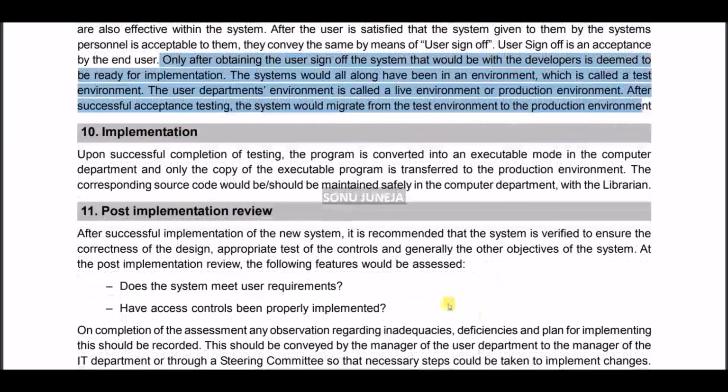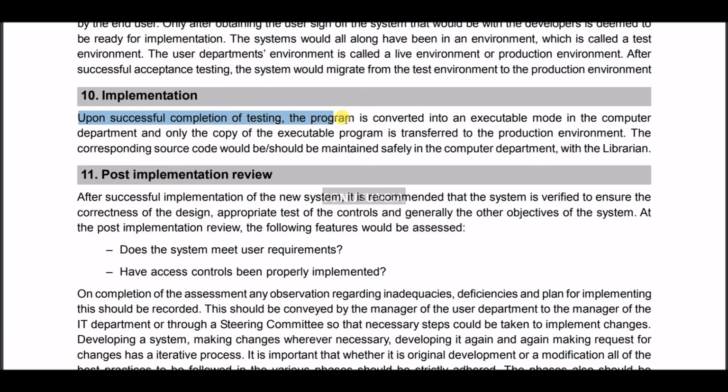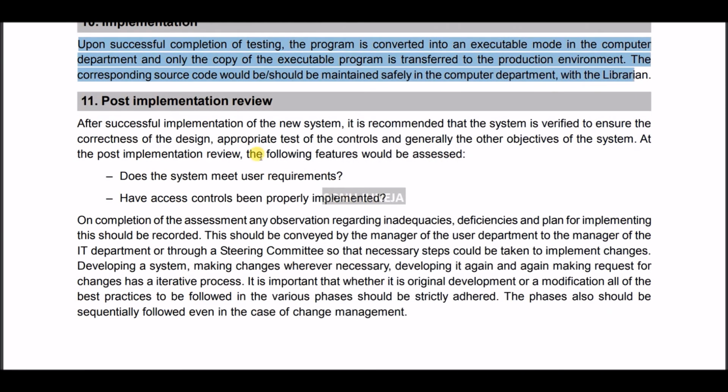Then the implementation. Upon the successful completion of testing, the program is converted into executable mode in the computer department, and not only is the copy of the executable program transferred to the production environment, the corresponding source code would also be maintained safely in the computer department with the librarian.